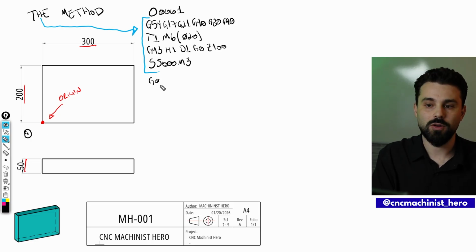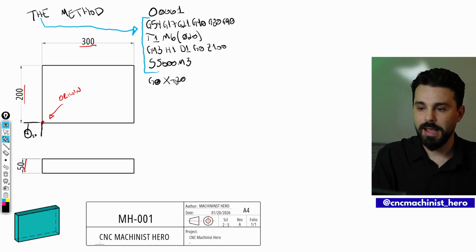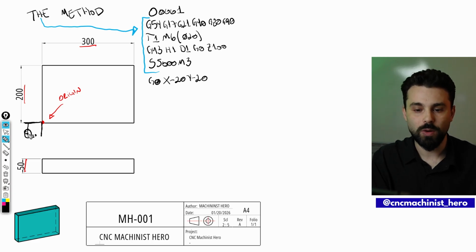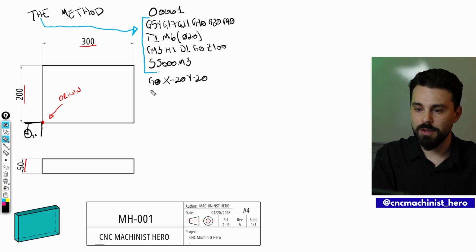G0, I want to go full speed. X minus 20, I want to be minus 20 here, from our 0 part to the center of our tool. And then Y, I want to be in minus 20. X minus 20, Y minus 20, so I can begin going around my part. Next step, I want to go to Z1. I want to go at full speed 1 millimeter above my part.